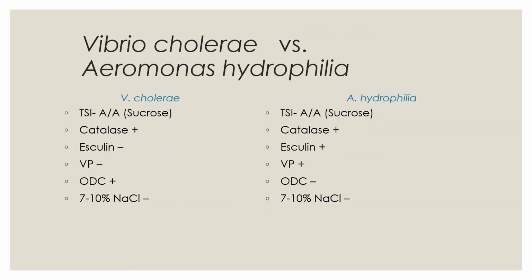As you can see, Vibrio cholera and Aeromonas hydrophila are similar metabolically. They both are beta hemolytic and cytochrome oxidase positive, but as you can see, Vibrio cholera is esculin negative, VP negative, and ornithine decarboxylase positive, whereas Aeromonas is esculin positive, Voges-Proskauer positive, and ornithine decarboxylase negative.